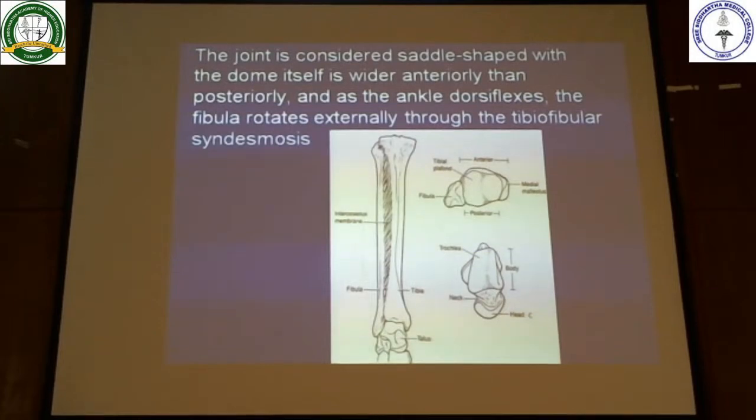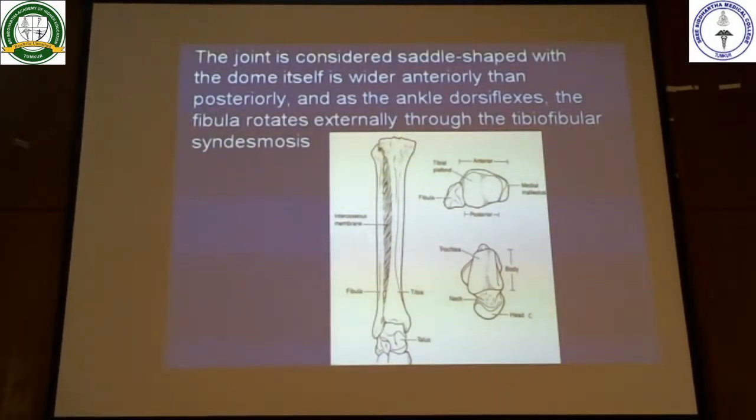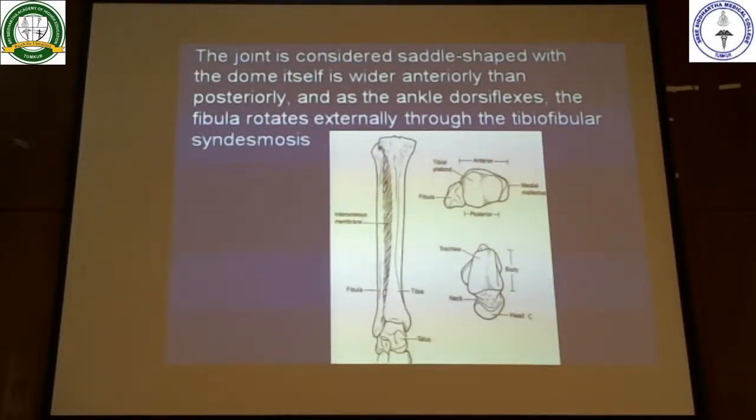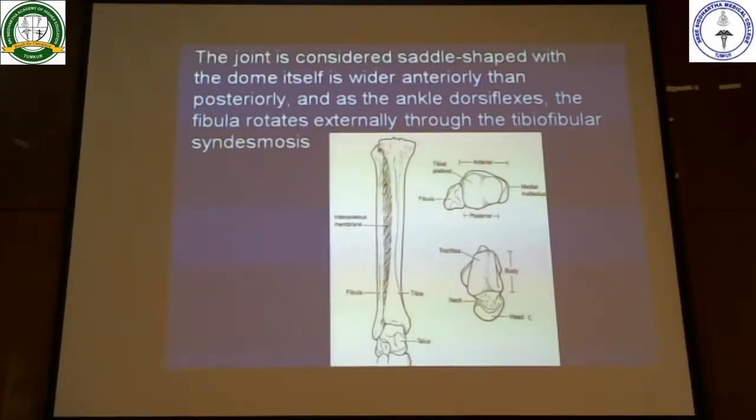Joint is considered saddle shaped. As we know very well, there are different types of joints like ball and socket joint and all those things. I think you already remember different types of joints. So here this is an example of a saddle shaped joint.